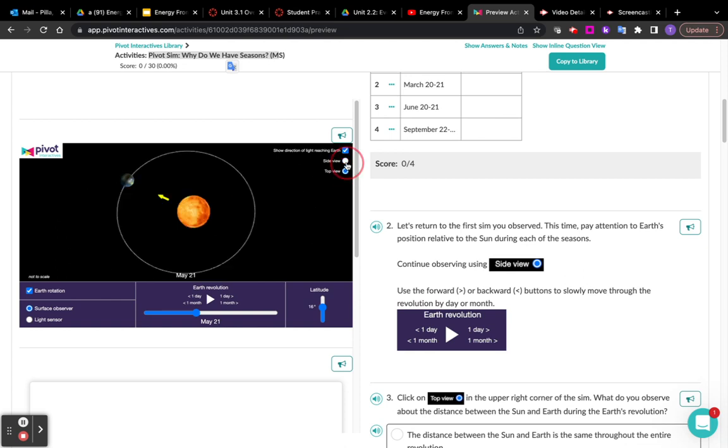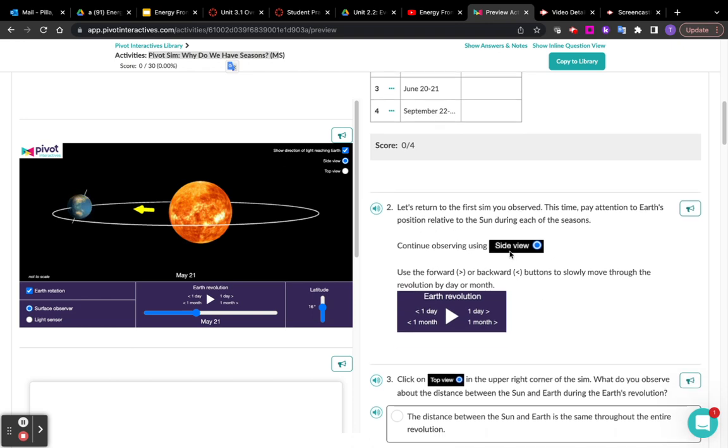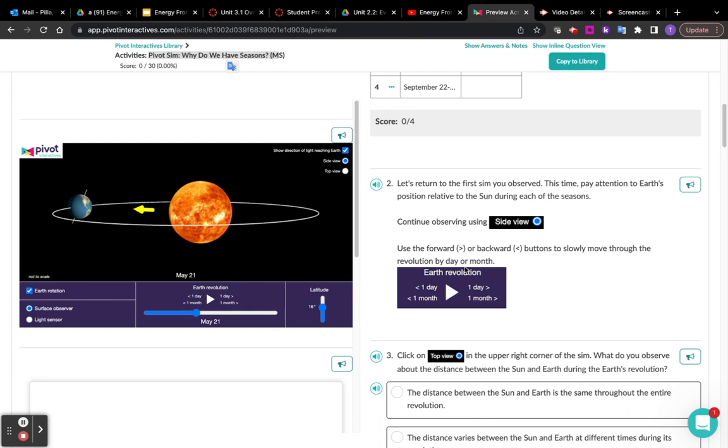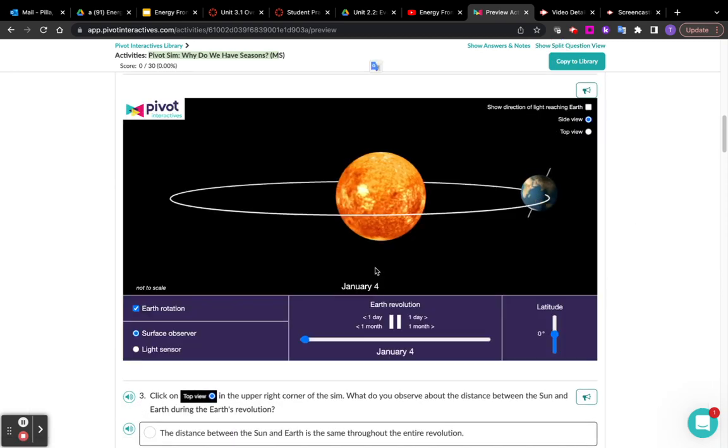But we do have top view and side views. So pay attention to what view you're on, because the simulation directions will tell you which one to be on. So for this one, it says to be on side view, which we are. And I want you to notice the difference between the direction that the earth is pointing at different times of the year. So actually, I'm going to go back to this so it's bigger for you. So let's observe this.